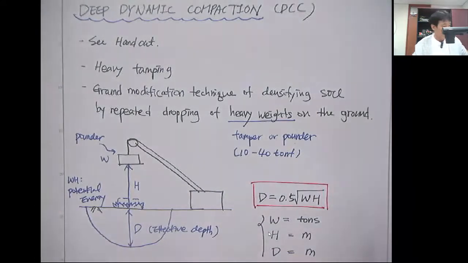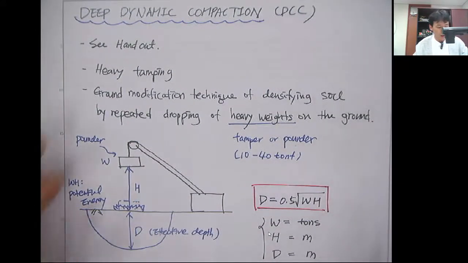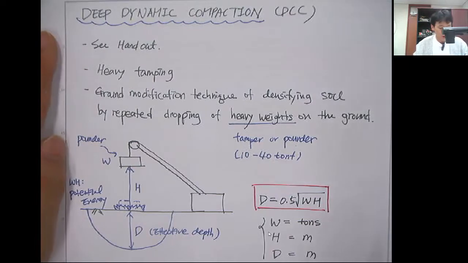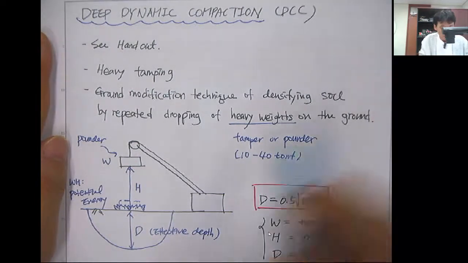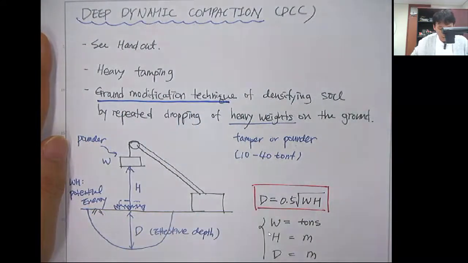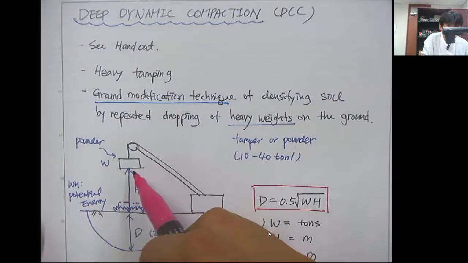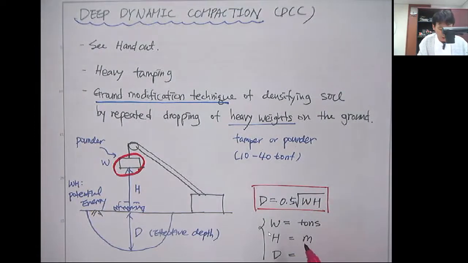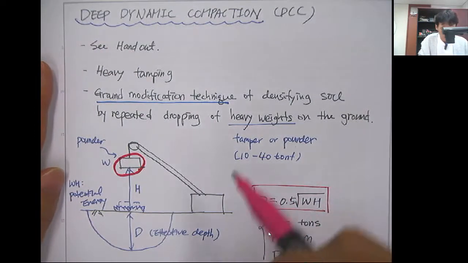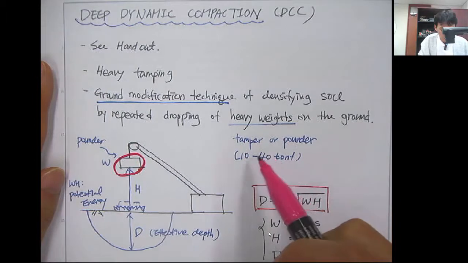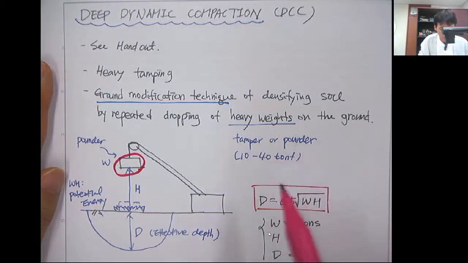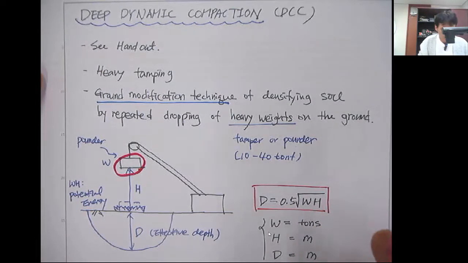Okay, so let me briefly explain how the deep dynamic compaction works. In short, we can call it DCC, and this is a ground modification technique of densifying soil by repeated dropping of a heavy weight on the ground. Basically it drops the heavy weight on the ground surface, and the heavy weight is also referred to as a temper or pounder, and it weighs about 10 to 40 tons depending on the equipment.